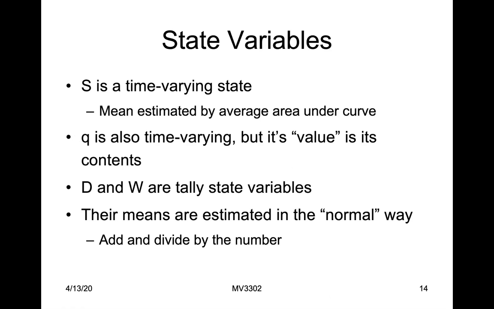However, here's where the differences are. D and W, the delay in the queue and the time in the system, are tally state variables. So if we were to estimate the mean of D and W, we would do it in the quote normal way. In other words, if we had 100 delays in the queue, we would add up their values and divide by 100. And likewise with W, if we had 1,000 times in the system that we'd observed and we wanted to find the average, we would add those up and divide by the number. That's, quote, the normal way.